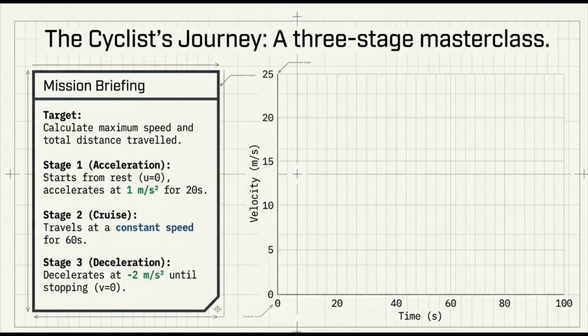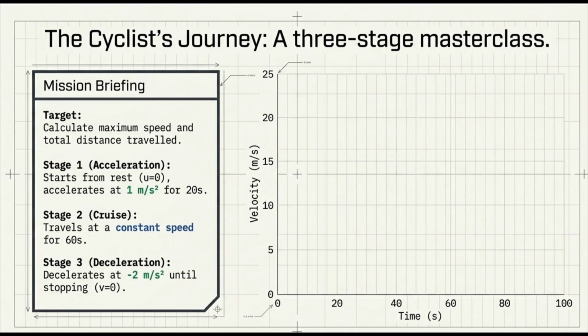Now let's apply what we have learned. So let's see the briefing. A cyclist undergoes motion in three stages: accelerates uniformly from rest, travels at a constant speed, and then decelerates uniformly until coming to rest.